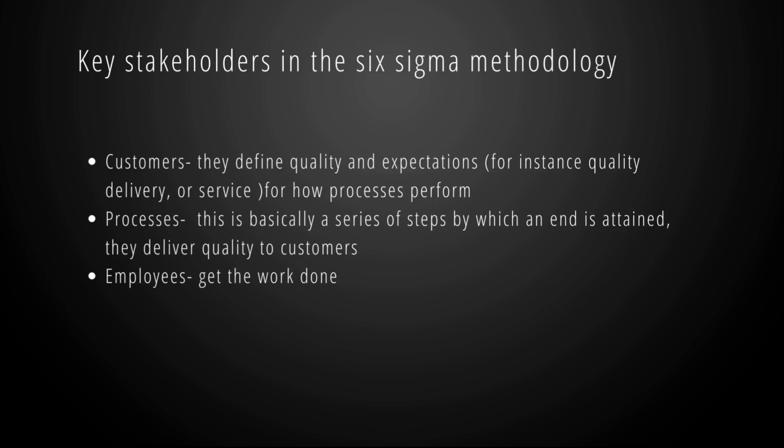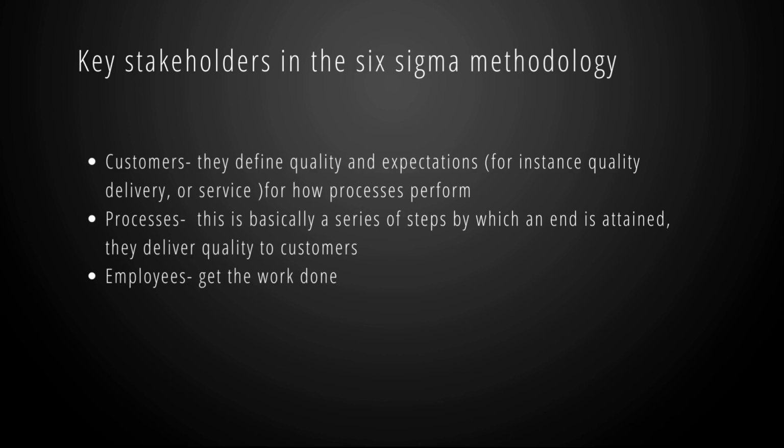We are going to talk now about the key stakeholders in the Six Sigma methodology. We have customers, processes, and employees. When we talk about customers, they define the quality standards that are applied to design, analyze, and improve processes. Their input and information are key in the Six Sigma methodology. So customers basically define quality and expectations, for instance, quality delivery or service, for how processes perform.